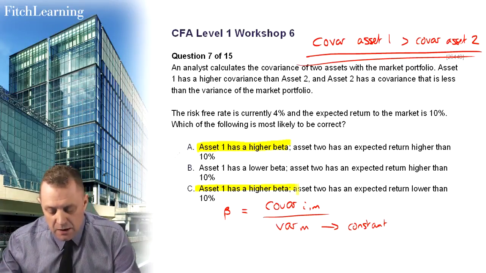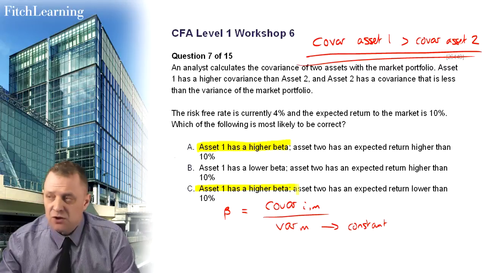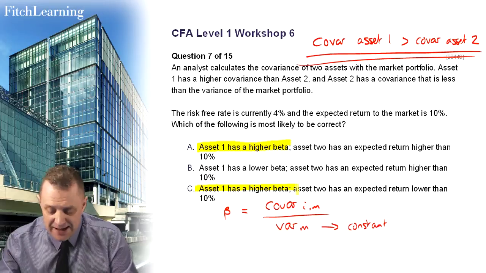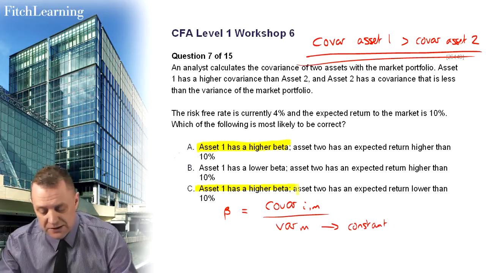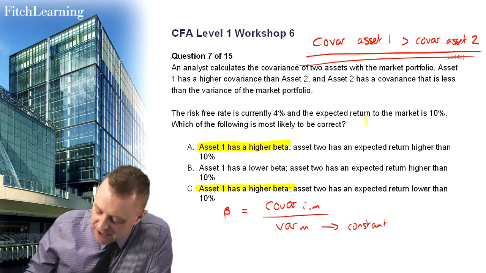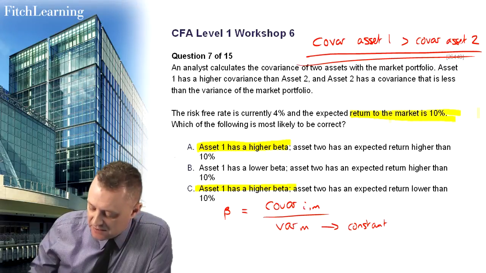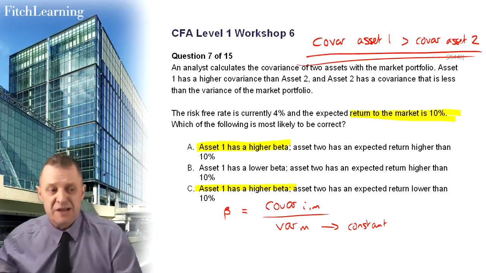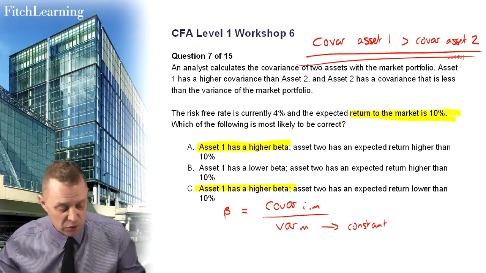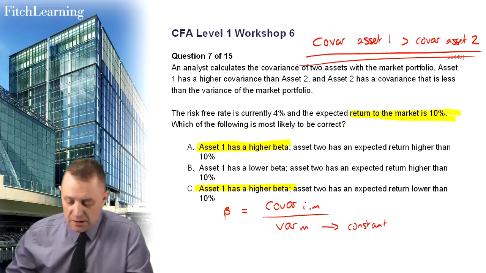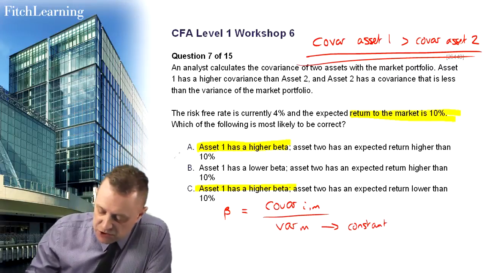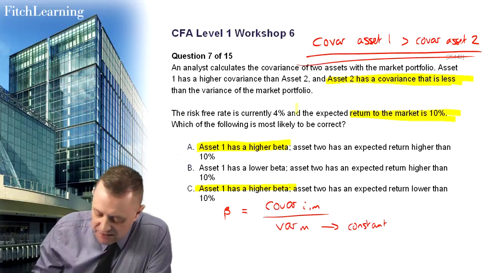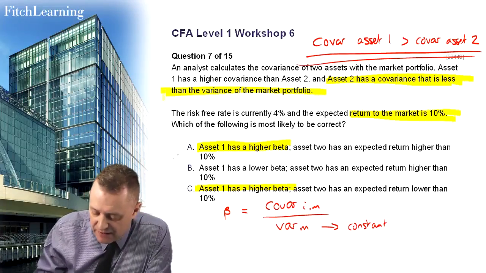Okay. Now, the next part of the question asks us to look at asset 2. Asset 2, has it got an expected higher return than 10% or less? We're actually told that the return to the market is 10%. So what we're really asking here is, will asset 2 give a bigger return than the market or a smaller return than the market? Now, a key statement in the question is asset 2 has a covariance that is less than the variance of the market.